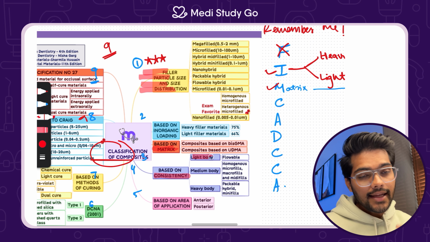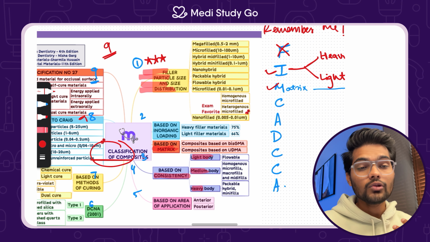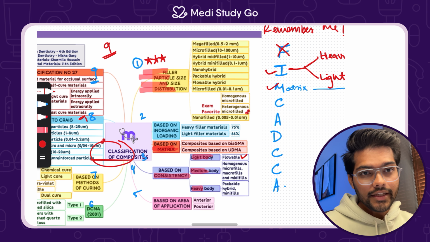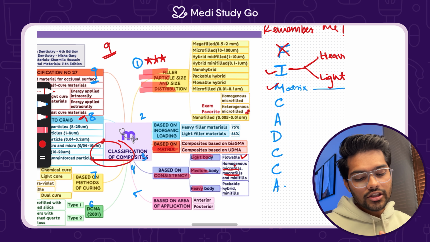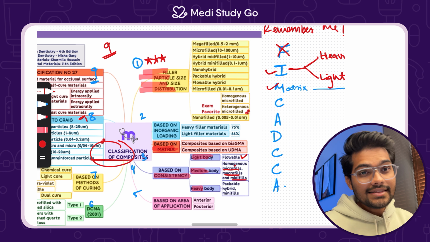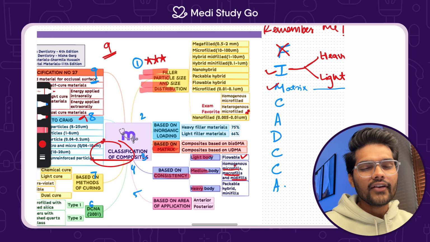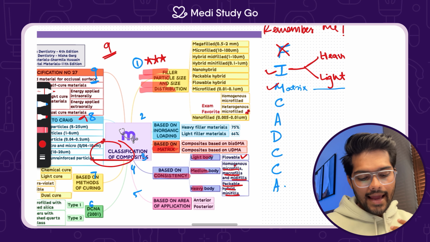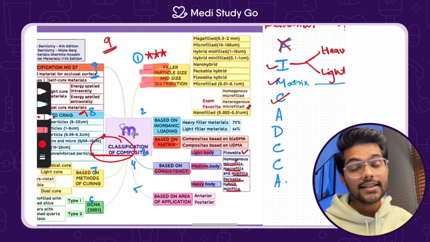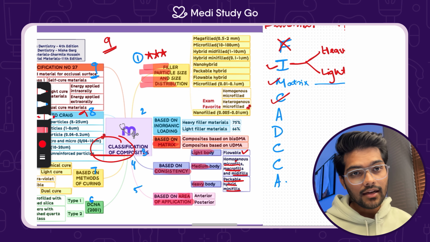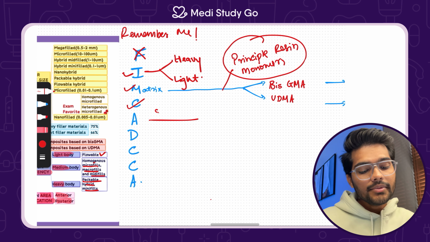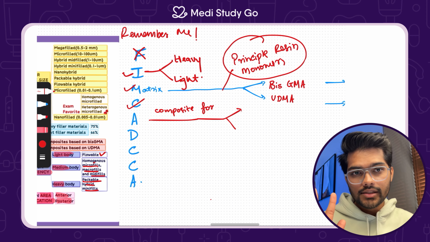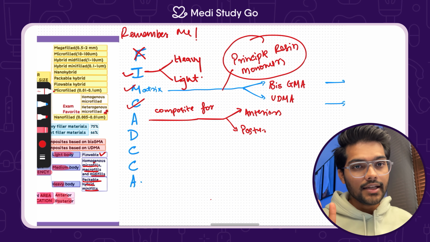After that, composites can be classified on the basis of their consistency. So it can either be light body, which consists of the flowable composites. Then we have medium body, which consists of homogeneous microfills, macrofills, and midifills. And finally, we have the heavy body, which has the packable hybrid and minifills. Next, we have composites based on area of application. So they can either be composites for anterior restorations or composites for posterior restorations.